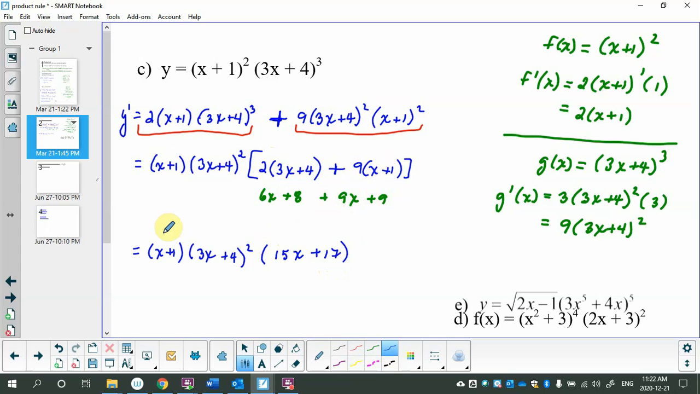I could potentially have these 3 brackets in a different order. There's 6 orders in case you care. And I need the squared on the 3x plus 4 bracket regardless of your order.